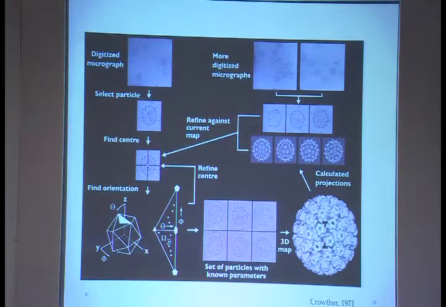So this slide I just borrowed from Vinod after he stopped talking. This is Crowther's paper, again from 1971. And you can see that in the calculated projections of different orientations of the virus, you can very nicely see the different symmetry axes that are present.